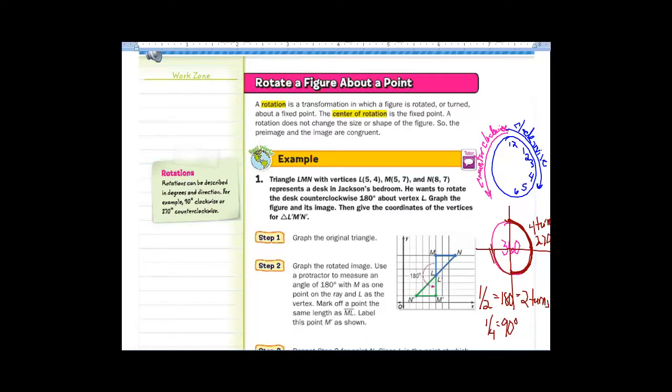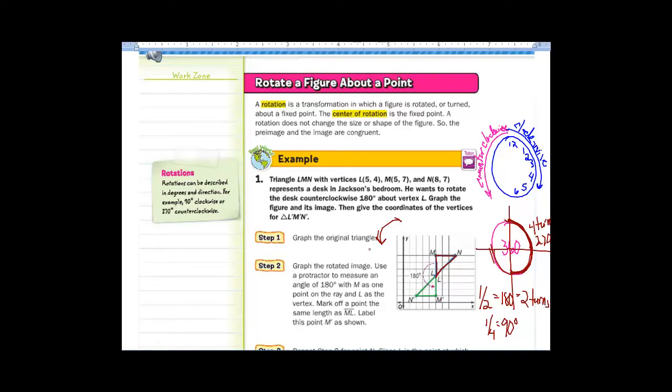So let's look at triangle LMN. That would be the blue one, because remember it does not have these little prime marks, so this is the original one. LMN, these 3 vertices right here, represents a desk in Jackson's bedroom. He wants to rotate the desk counterclockwise, which means he wants to rotate it this way, going to the left, a 180-degree turn. So that means it's really 2 90-degree turns. You want to turn it left once and then turn it left again. So graph the figure and its image.